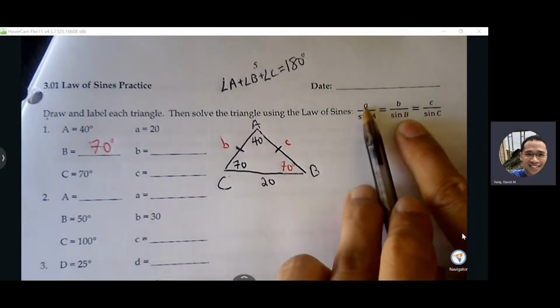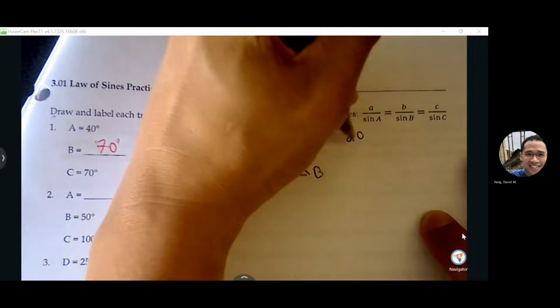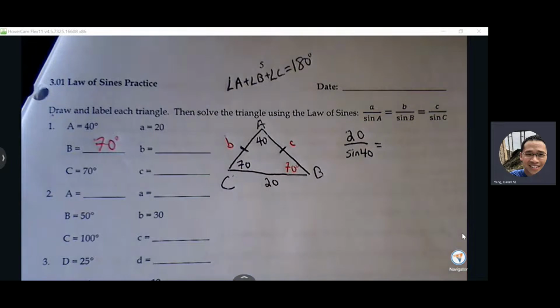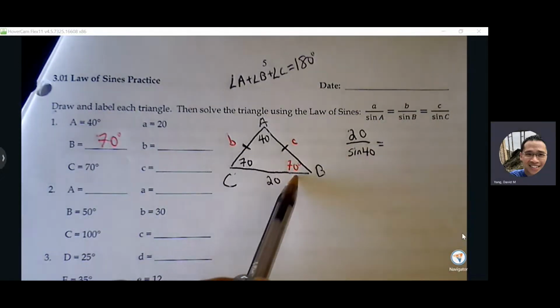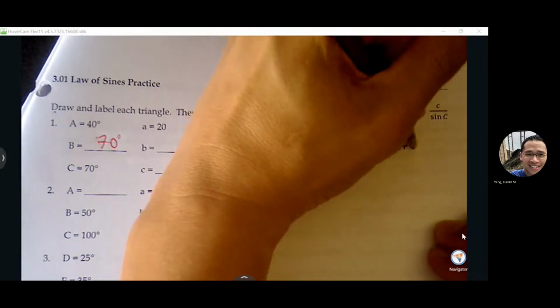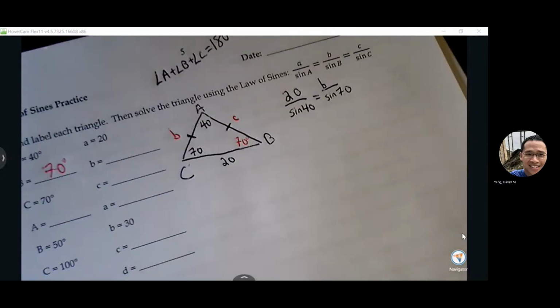So we'll follow this form here. 20 over sine of 40. That's right, good. Yeah, bring your calculator back into degrees. Okay, B over sine of angle B, which is B over sine of 70. Cross multiply.